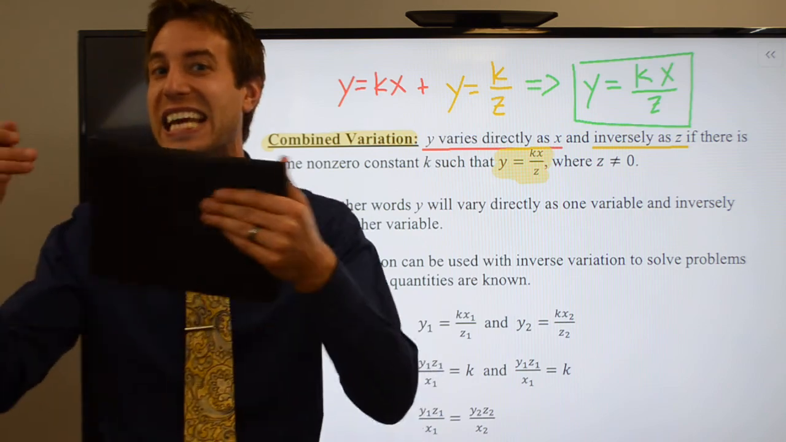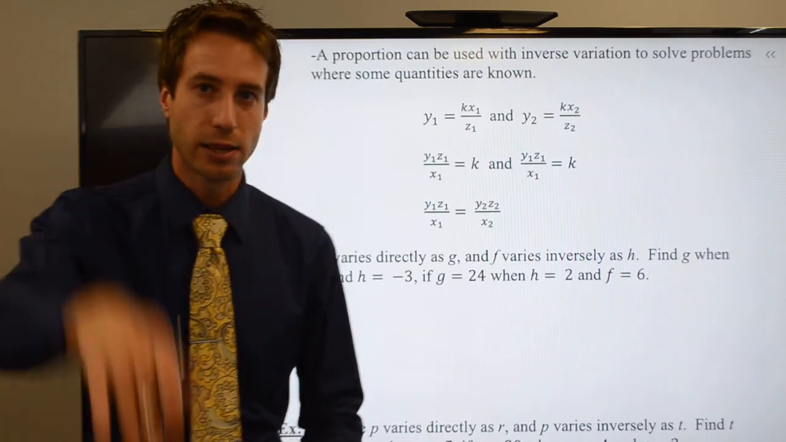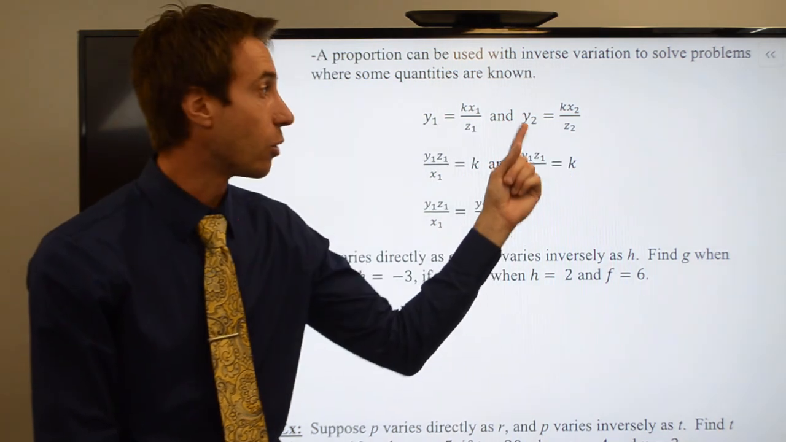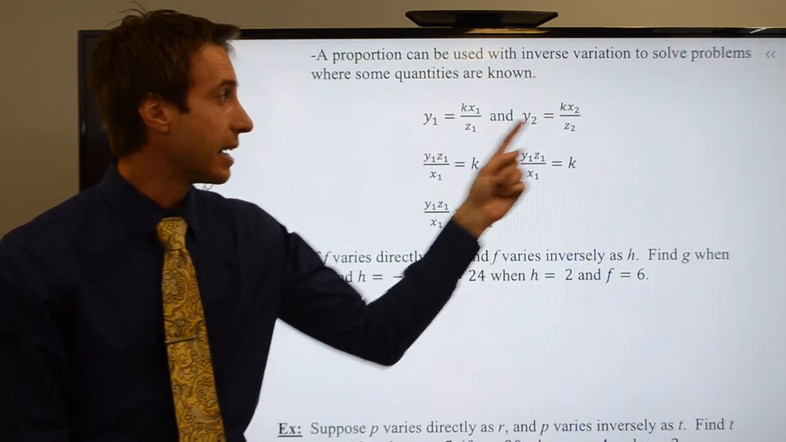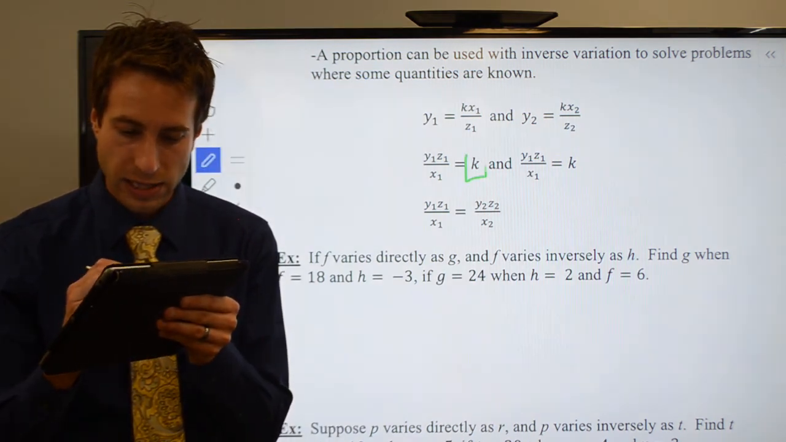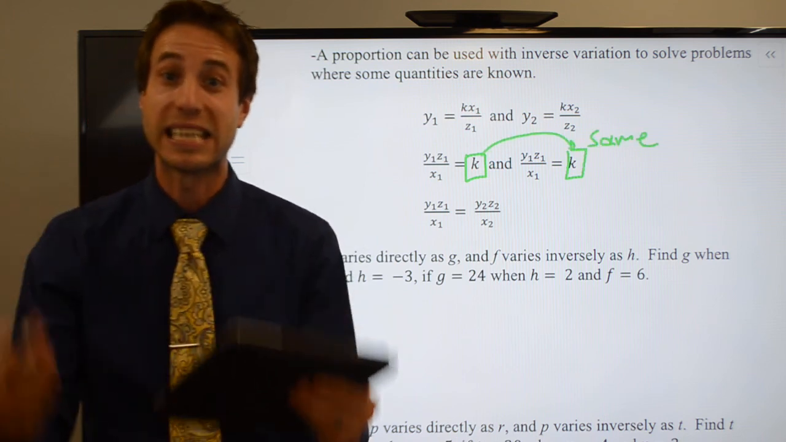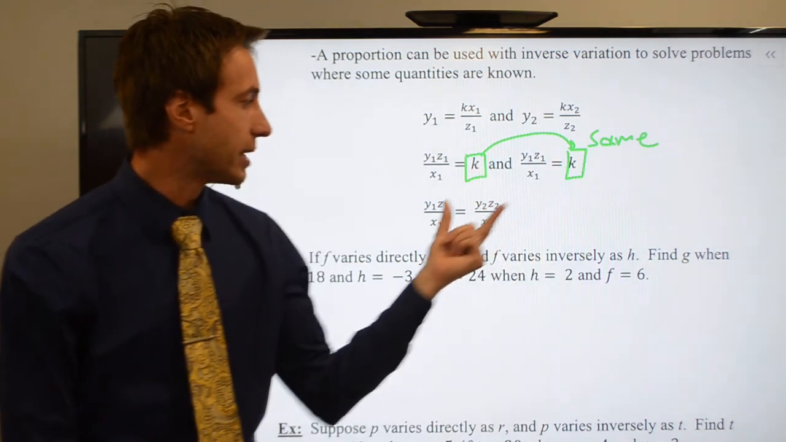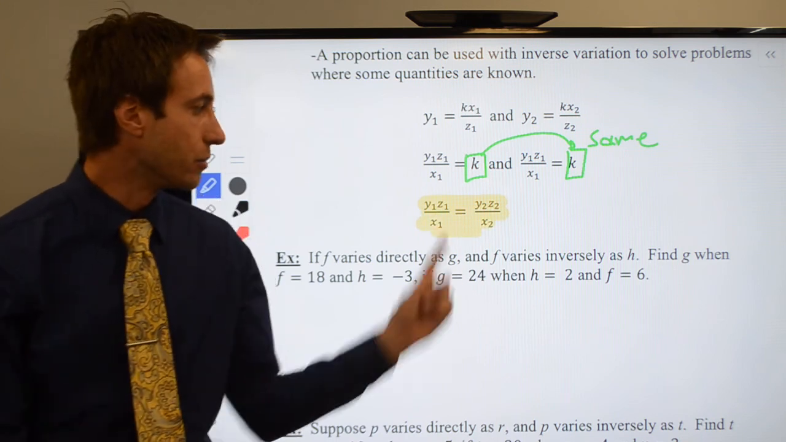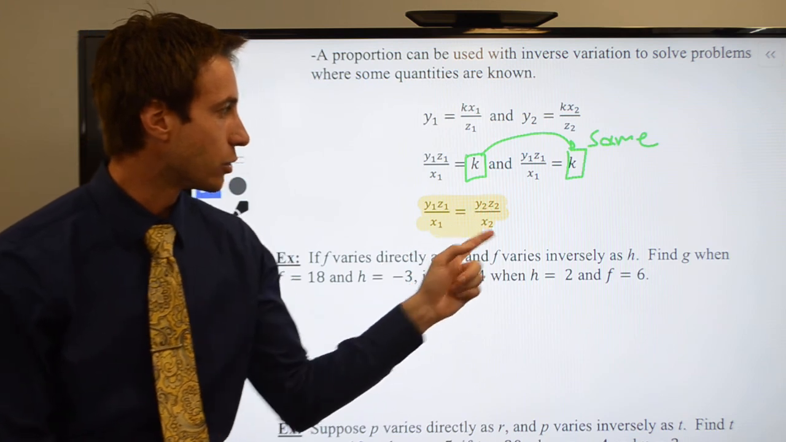You'll almost always be given an initial and a final set of conditions. So, just like we've seen in the three previous types of variation, here's my initial y1, x1, z1. Here's my final y2, x2, z2. K is a constant. It's the same. It doesn't matter what the value of x, y, or z are. This constant has to be the same for a particular set of conditions. And so we can set those two equal to each other. And this is the one I think we'll probably wind up using the most. y1 times z1 over x1 equals y2 times z2 over x2.